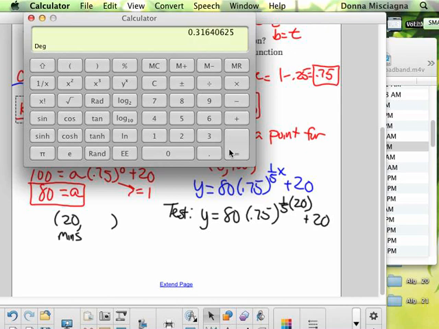Now we've got to multiply that times 80. Sorry, this calculator works piece by piece. So what's in the calculator now is 0.75 to the 4th power. And 0.75 to the 1/5 times 20 power is 4, because 20 divided by 5 is 4. All right, now times 80, equals, and then plus 20.